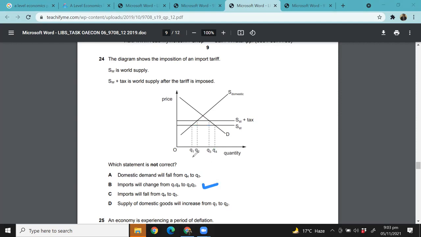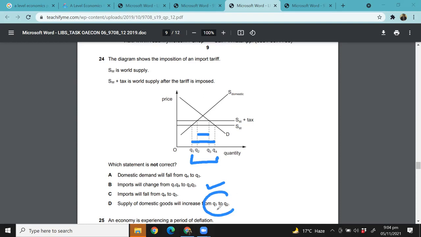Imports will change from Q1, Q4 to Q2, Q3. I just told you. Did I not explain that? So that is also correct, right? Imports will fall from Q4 to Q3. Did imports fall like that? No. In fact, this is the statement that is incorrect. Q4 to Q3 is the change in the domestic demand. It's not the change in the imports. The change in the imports was between Q1 and Q4 initially, and then Q2 and Q3. So that's the amount of imports that changed.